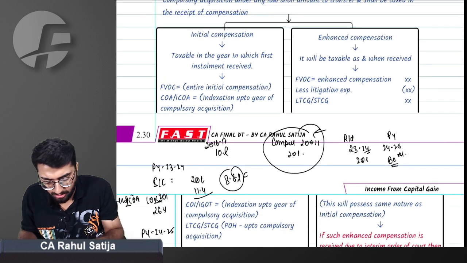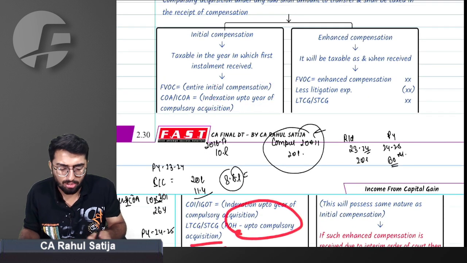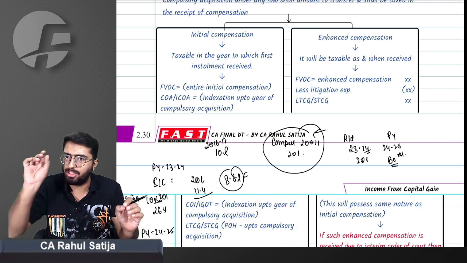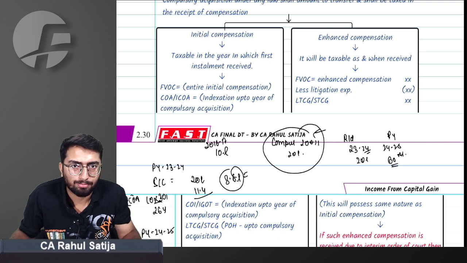Again, indexation is to be done till the year of compulsory acquisition. Period of holding is to be checked from the date of acquisition till the compulsory acquisition date. This is the period of holding to be checked.